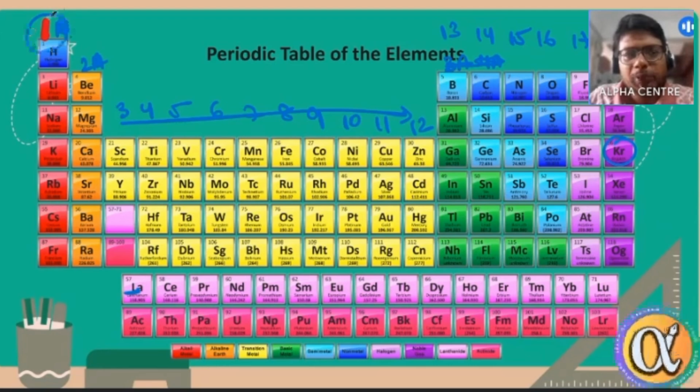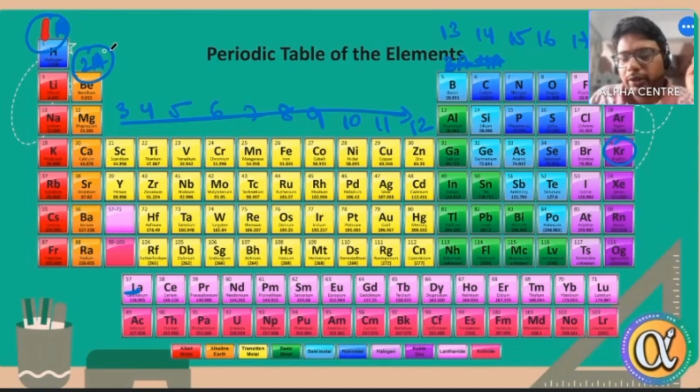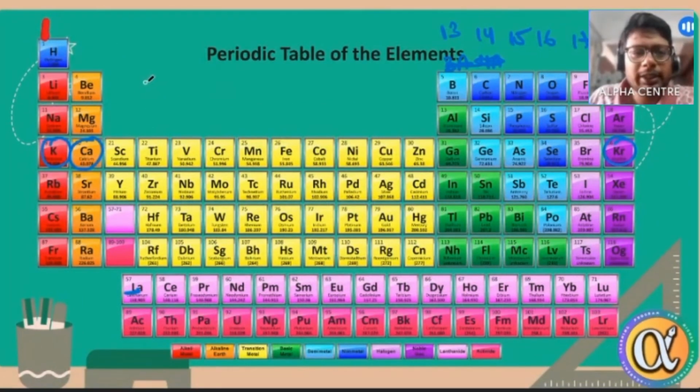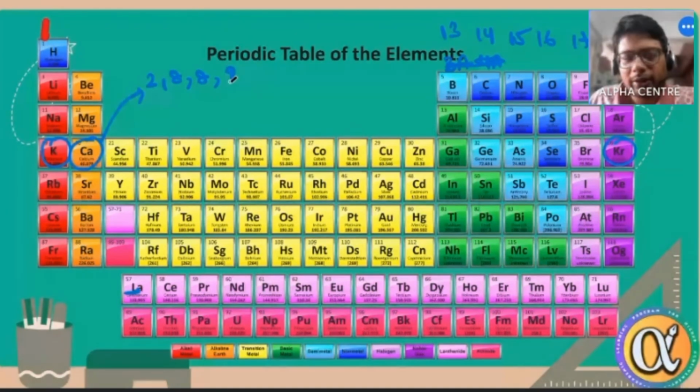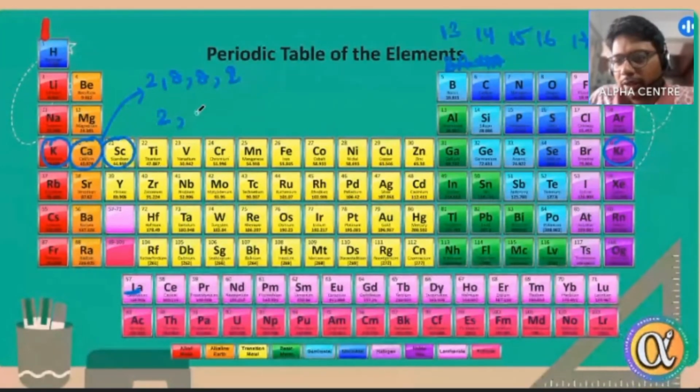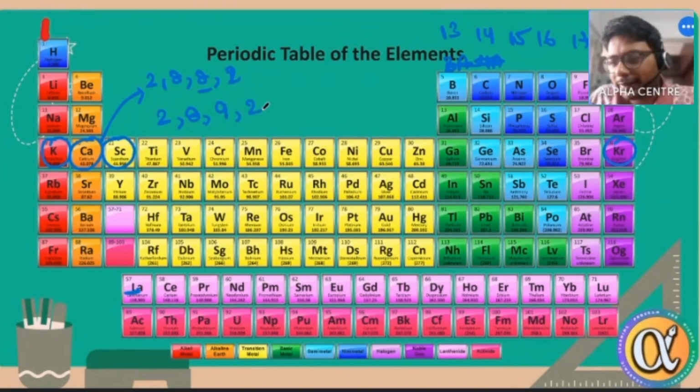For example, group 1 elements all have one valence electron. All of them have one electron in their valence cell. Group 2 elements have 2 valence electrons. Sorry, potassium is 2, 8, 8, 1. So it has one valence electron. Calcium is 2, 8, 8, 2. So it has two valence electrons. But what about scandium? Scandium's electronic configuration is 2, 8. Now we start filling the third cell because some more spaces are left in the third cell. So we fill one more here. So this becomes 9 and then 2.